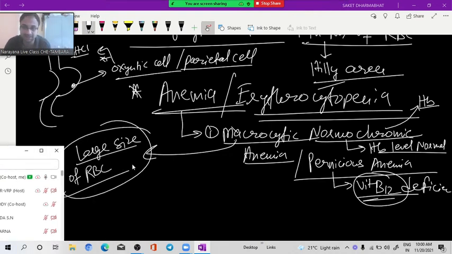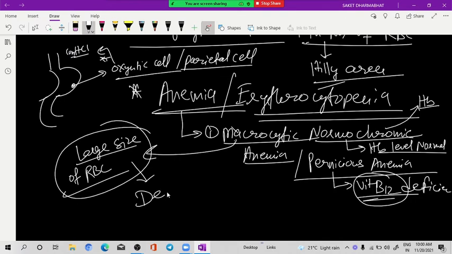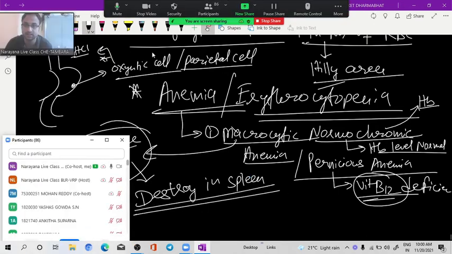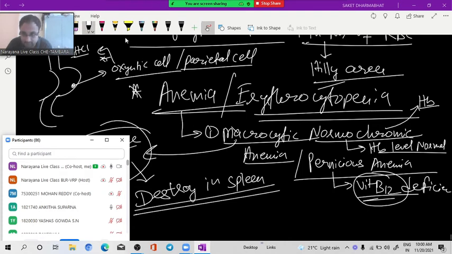See, this large size RBC is destroyed in the spleen. So tell me, number of RBC increases or decreases? Decreases. Yes. Because of this, decrease in blood count, decrease in RBC count takes place. Hematocrit volume decreases. Clear up to here?